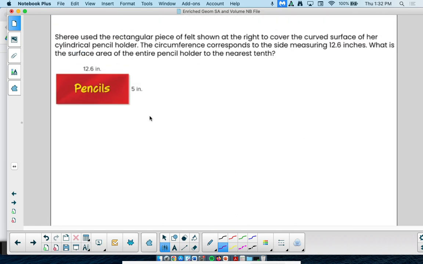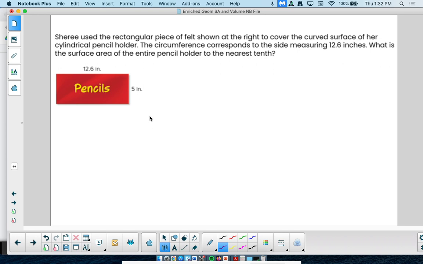Okay, last one here. Cherie uses the rectangular piece of felt shown at the left to cover the curved surface of her cylindrical pencil holder. The circumference corresponds to the side measuring 12.6 inches. What is the surface area of the entire pencil holder to the nearest tenth? So our goal is to find the surface area of a cylinder. But before we can do that, what do we need to figure out?